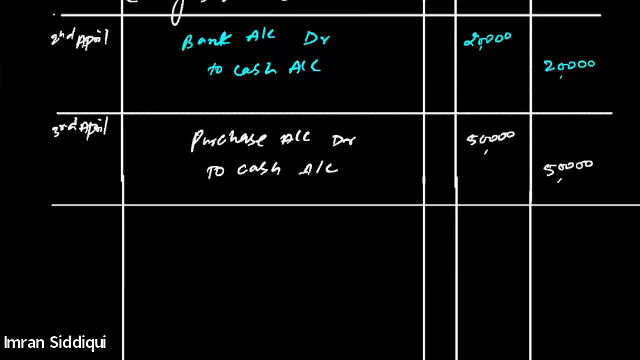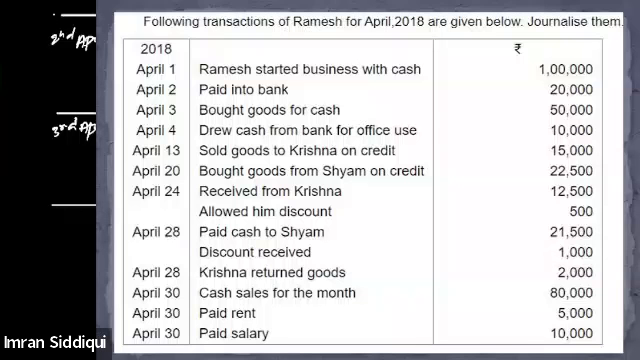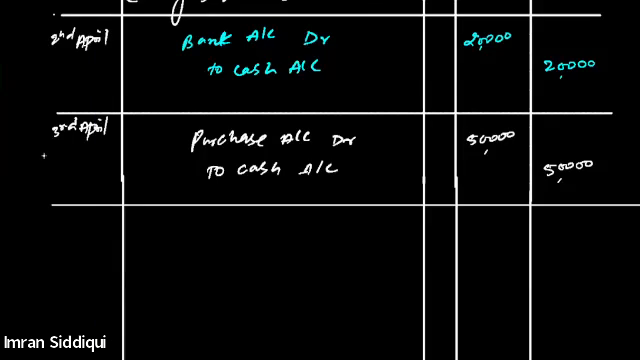All right. Then the next transaction took place on April 4. It says drew cash from bank for office use. So cash account debited to bank account. Cash account debit to bank account. That's correct. Cash account debit to bank account, and the amount is 10,000.